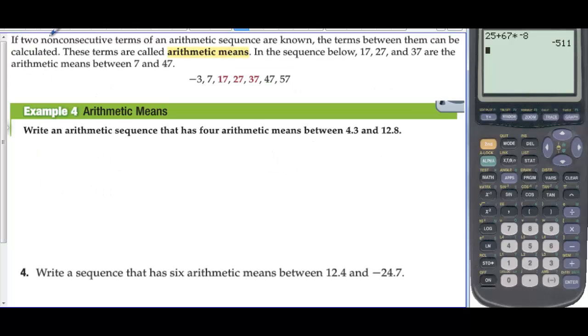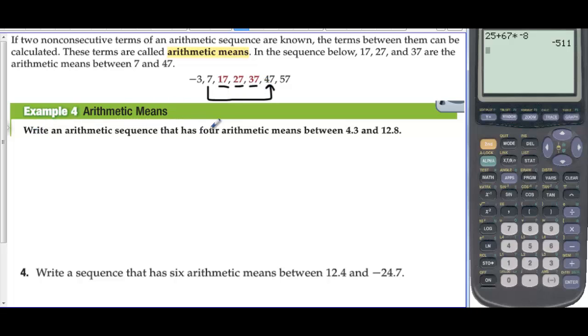If two non-consecutive terms of an arithmetic sequence are known, the terms between them can be calculated. These terms are called arithmetic means. In the sequence below, 17, 27, and 37 are the arithmetic means between 7 and 47. So in this sequence, negative 3, 7, 17, 27, and so on, we have the numbers 7 and 47. And the arithmetic means in between them are 17, 27, and 37.